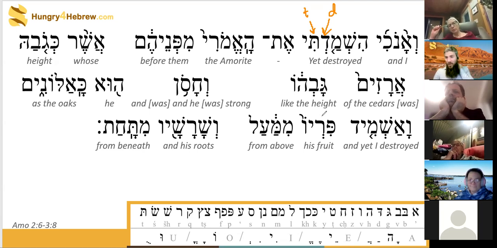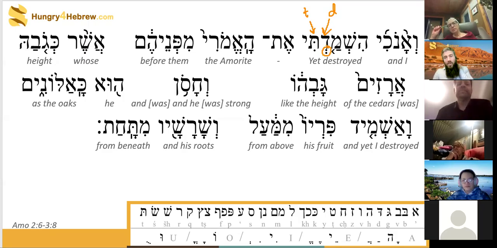Hishmadti. In modern pronunciation, this will necessarily have a little bit of a vowel here. But I do want to clarify that's probably not how the Masoretic scribes pronounced it.